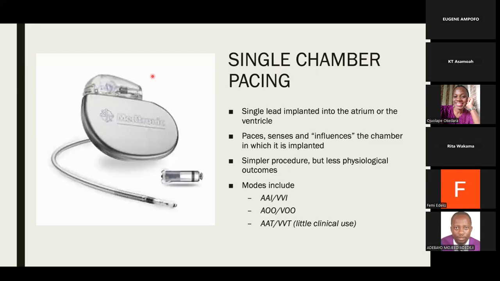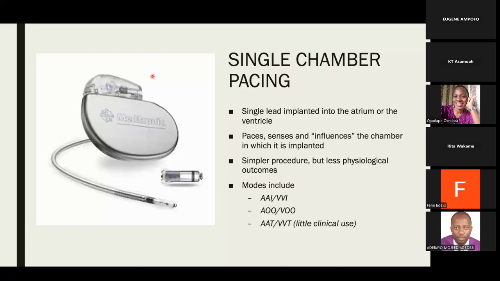Now, when you have a single chamber pacemaker, the pacing modes you can have are AAI, meaning it's in the atrium, it's sensing the atrium, it's pacing the atrium, but when it senses the atrium, it inhibits the pacemaker from attempting to capture. You can have a VVI, which means that it's in the ventricle, it's sensing it, it's pacing it, and when it senses intrinsic activity, it holds on.